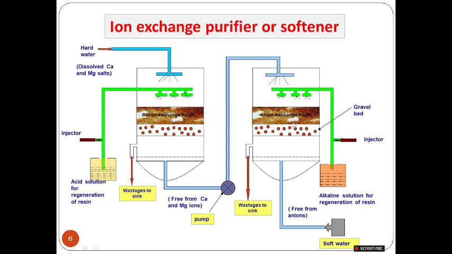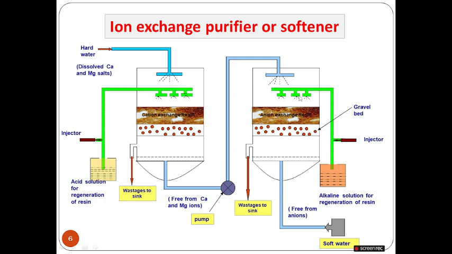Let us start the purification process. Now, the hard water consists of dissolved salts of calcium, magnesium, sodium, and potassium ions. When it feeds into the cation exchanger column, the cation exchange resins exchange their H plus ions with the cations present in the hard water. As a result, all the cations present in the hard water are exchanged by the cation exchange resin. Now the water is free from cations.